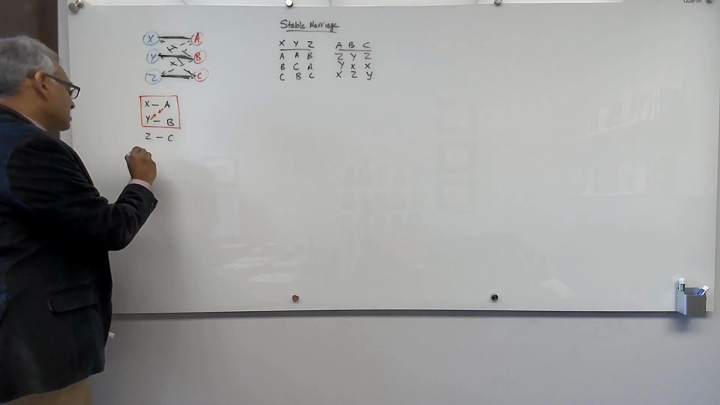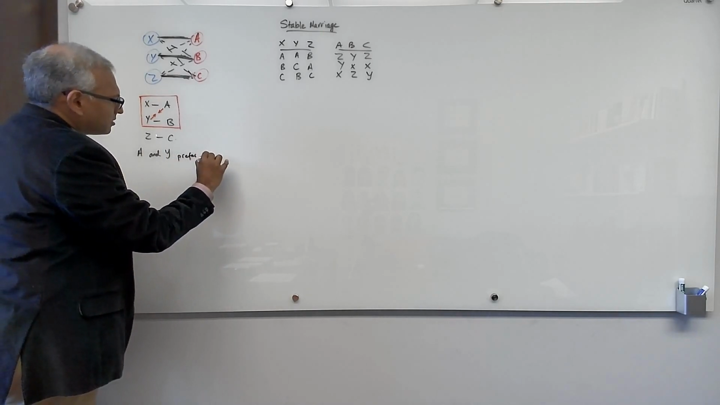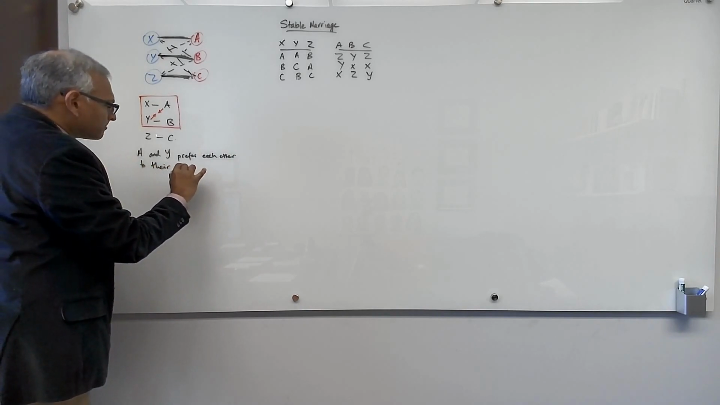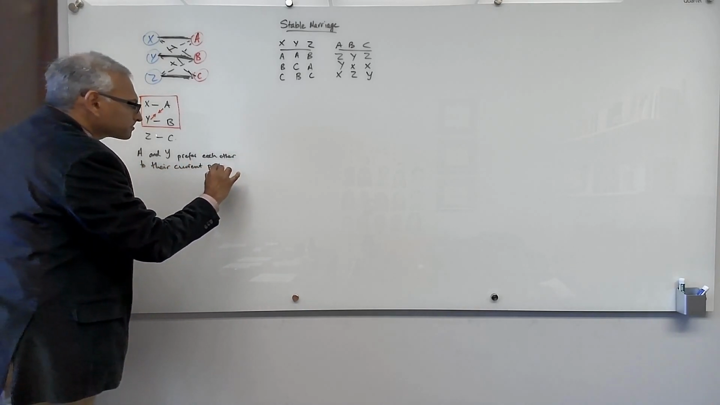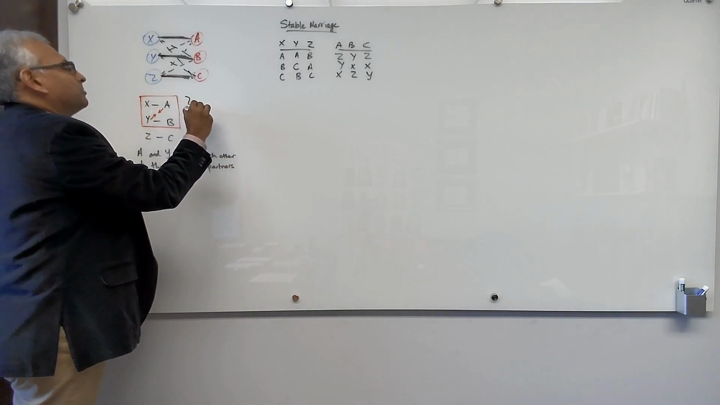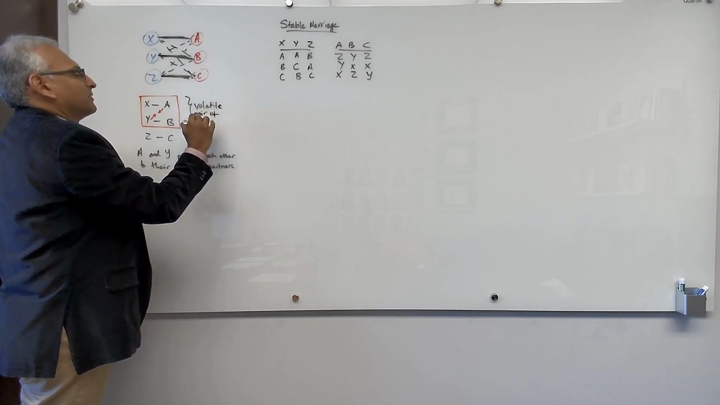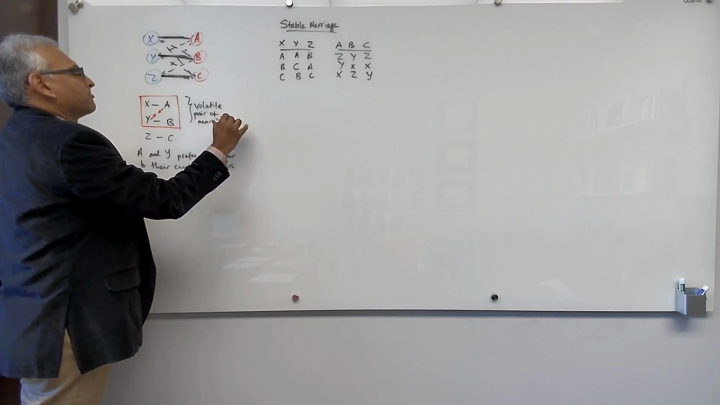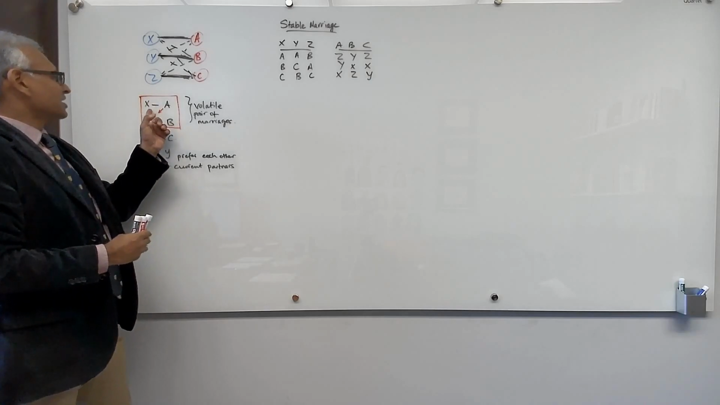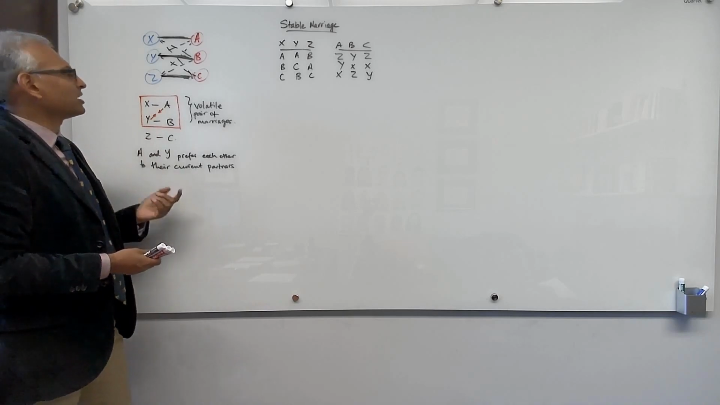A and Y prefer each other to their current partners. That's asking for an explosion. We call this a volatile pair, a volatile pair of marriages. And what's going to happen here is a very unstable situation. X and A are going to explode, Y and B are going to explode, and A and Y are going to hook up. And let's look at what happens to X.